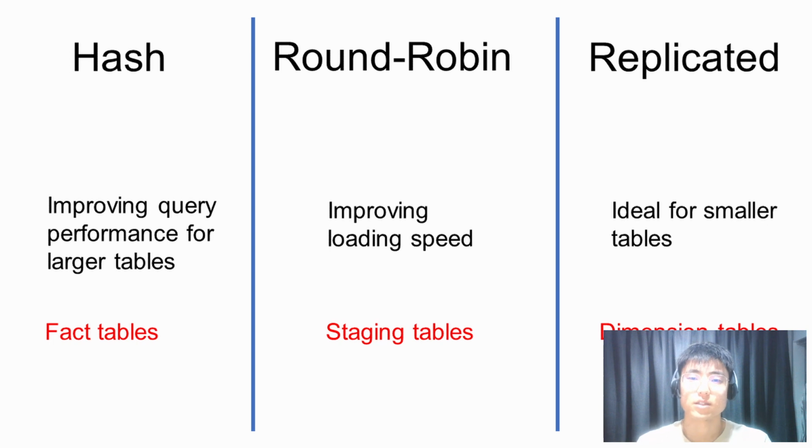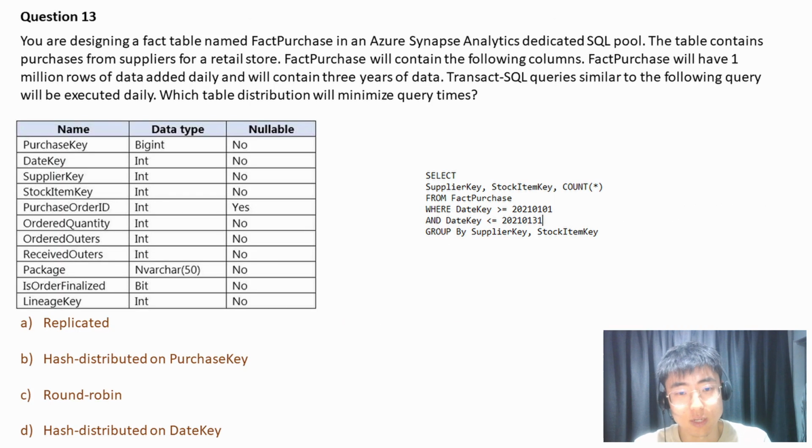So the only thing you have to remember is: hash distribution, large fact tables; round robin distribution, staging tables; and replicate distribution, dimension tables. So going back to the question, we are dealing with a fact table. So we know that the distribution should be a hash distribution. That narrows down our options here.